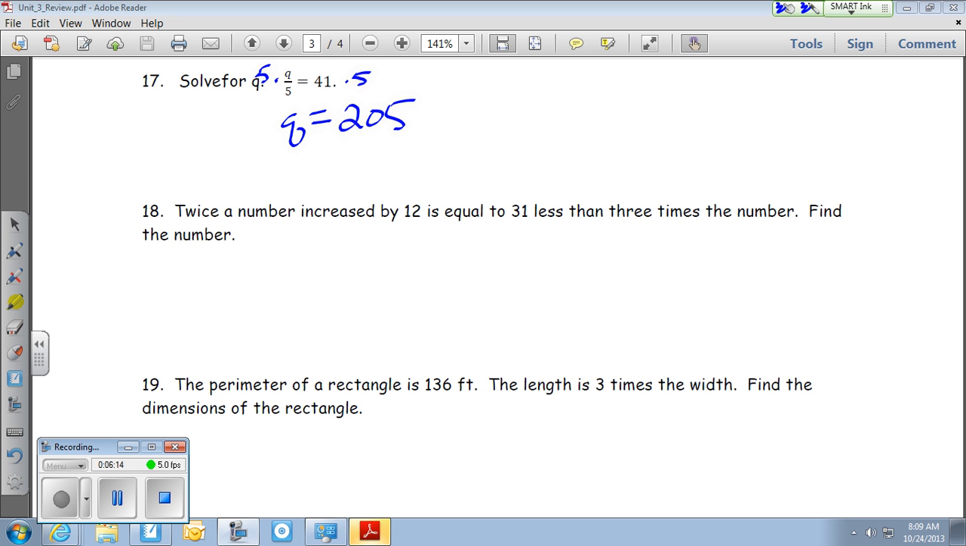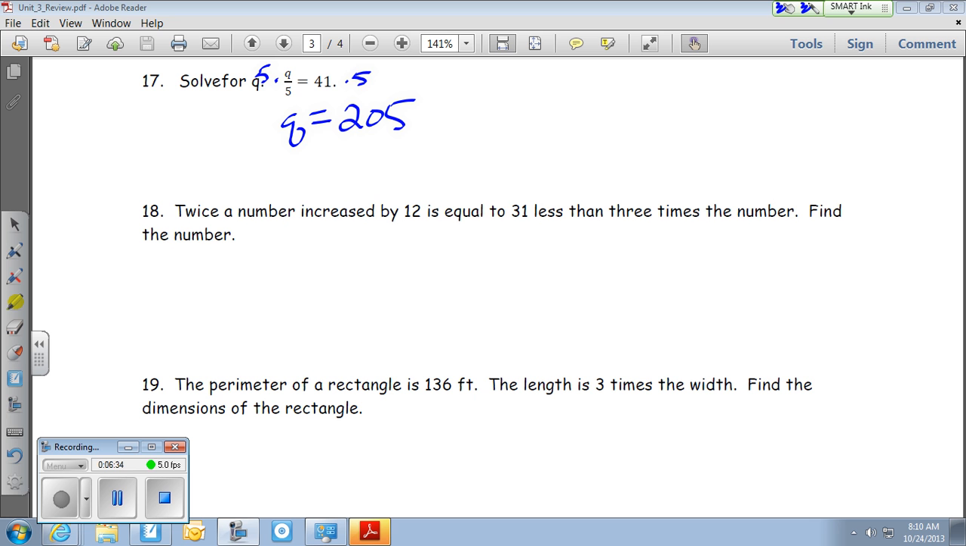205 divided by 5 should be 41. It's those simple little problems like that that can trip you up sometimes, so just make sure you're checking your answers with an equation. You should never miss it, especially if it's a multiple choice problem. You should make sure that your answer works out when you plug it into that original equation.